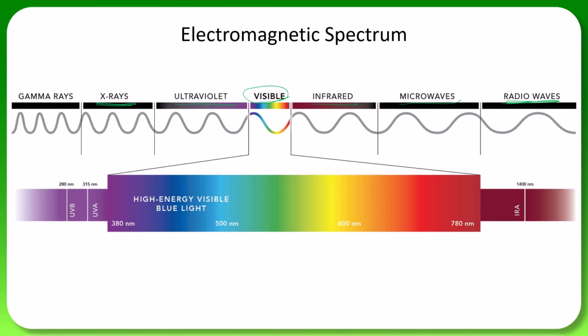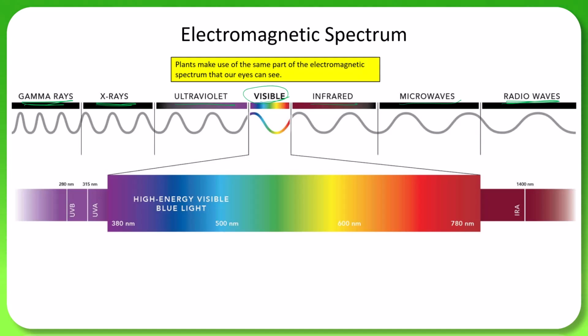You get into X-rays, which we use to take pictures of bones and internal hard structures, and then getting into gamma rays, which we even use to see smaller structures and or soft tissue. But while we're talking about the electromagnetic spectrum, it's important to note that plants use the same part of the electromagnetic spectrum that our eyes see.